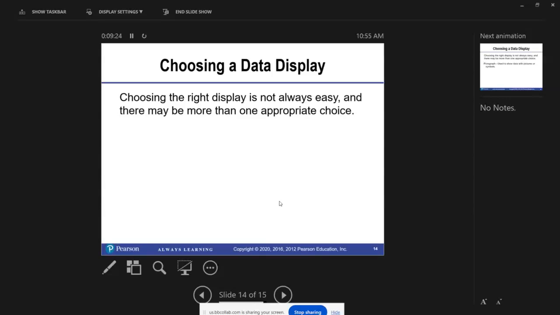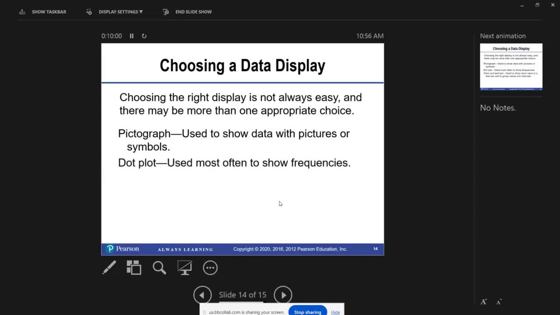Okay, so we've talked about lots of different ways that you can display data. So let's look at how to choose which type of graph to display. Choosing the right display is not always easy, and there may be more than one appropriate choice. Okay. But here's a general rundown of each type and when you should use it. Okay, a pictograph, we talked about that last week. That's going to be used to show data with pictures or symbols.